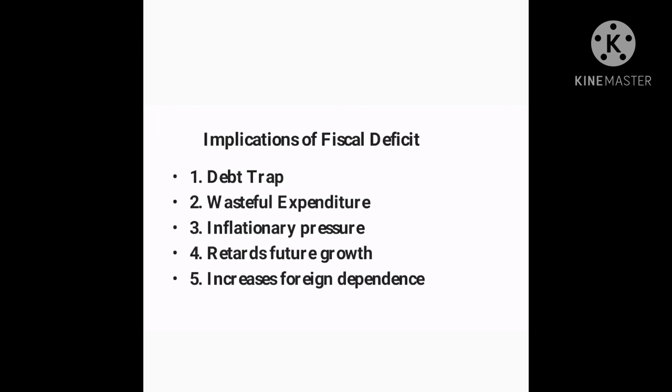Fourth, retards future growth. The entire amount of fiscal deficit, that is the whole borrowed amount, is not available for growth and development of the economy because a part of it is used for interest payment. Only the primary deficit is available for financing expenditure. In fact, borrowing is a financial burden on future generations to pay loan and interest amount, which retards growth of the economy. Fifth, increases foreign dependence. The government also borrows from foreign countries. This increases dependence on foreign countries, which often leads to economic and political interference.